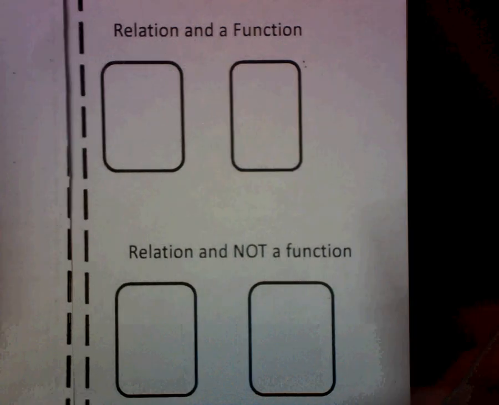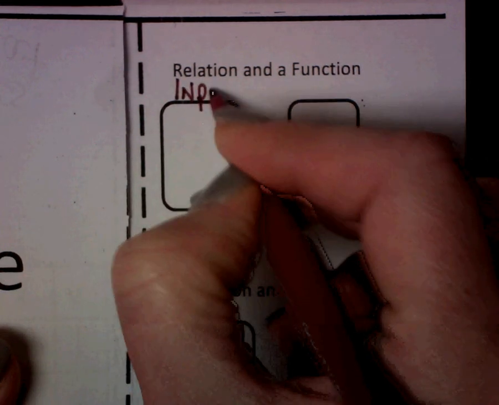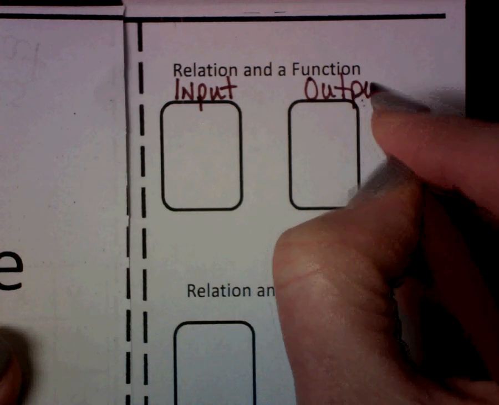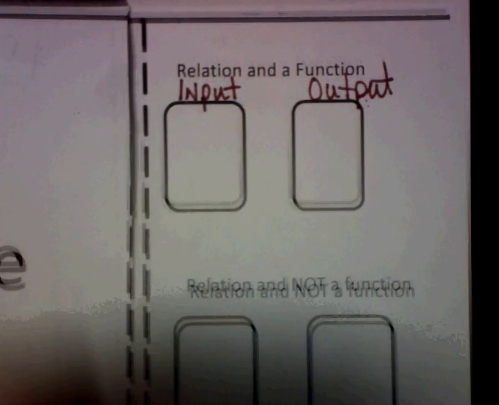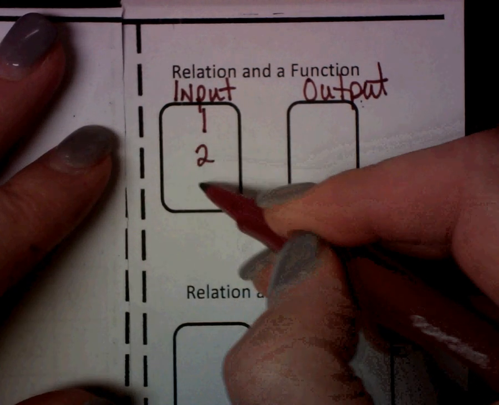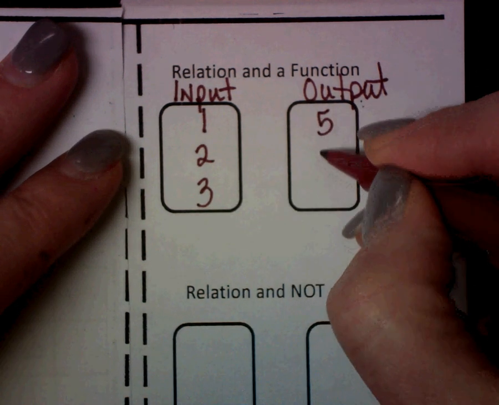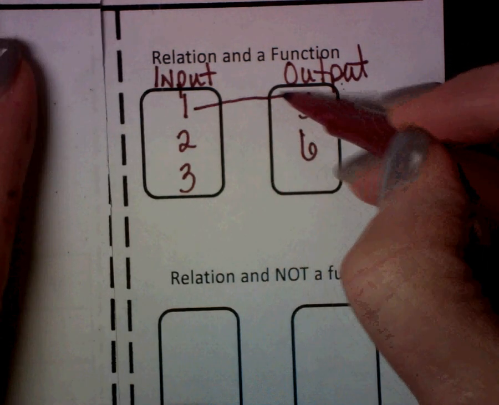Okay, since we're going this way, let's go ahead and talk about a mapping. A mapping is when we draw 2 circles. This is going to be the input. This is the output. Okay, and so an example of a mapping that is a function, we might have 1, 2, 3, 5, 6, let's say. And then we would draw arrows.